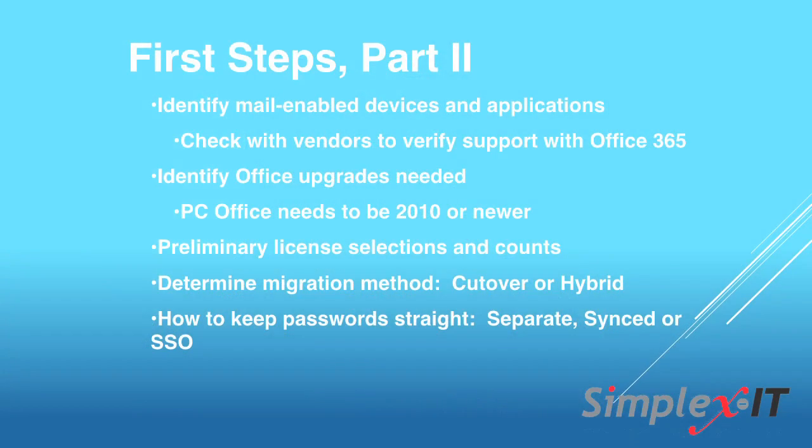Then we have the two big questions. What's the migration method? How are we getting the data and the email from your current provider to 365, which is the migration method. We've got cutover or hybrid. Cutover or hybrid is really how do you want to get the Band-Aid off? Do you want to rip it off, which is cutover, or do you want to peel it off, which is hybrid?